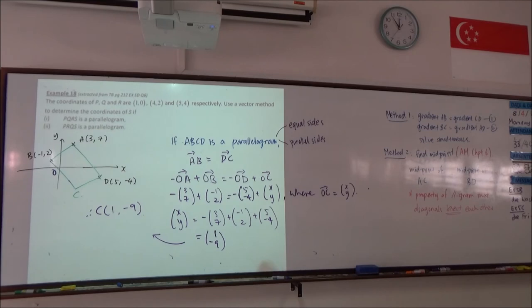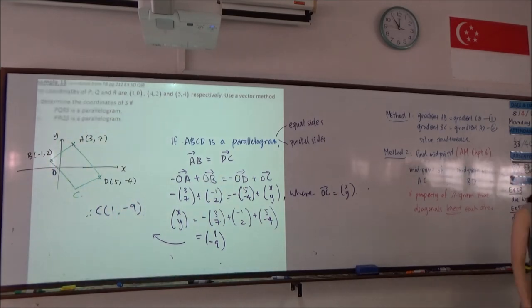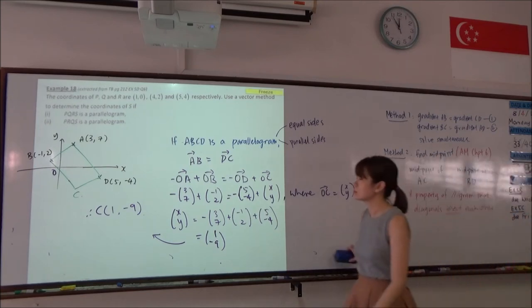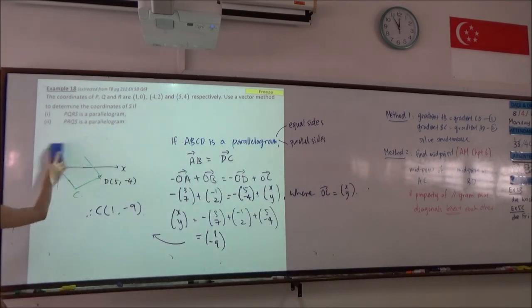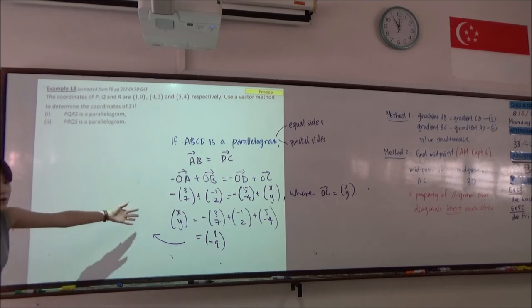With that, I want you to do example 18 on your own. If you were to have PQRS as a parallelogram, and in the second case, PRQS as a parallelogram, using vector method. By accurate drawing, by observation. So, vector method is the first one. This one that we just learned.